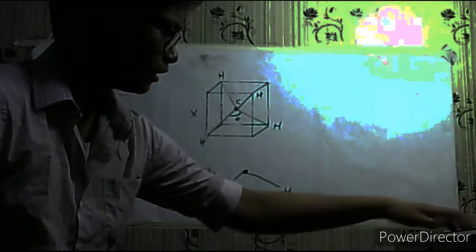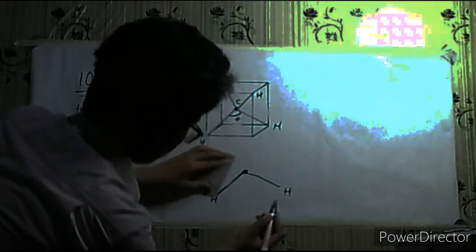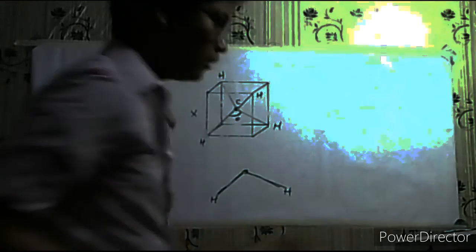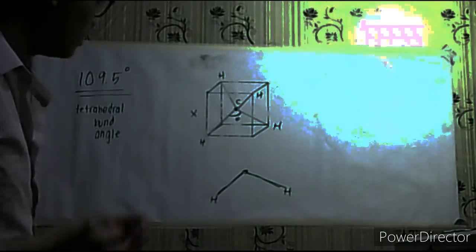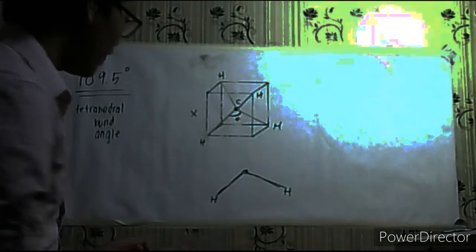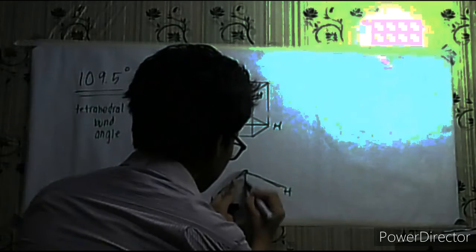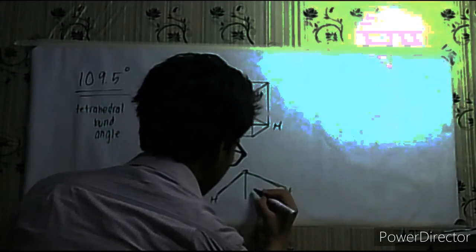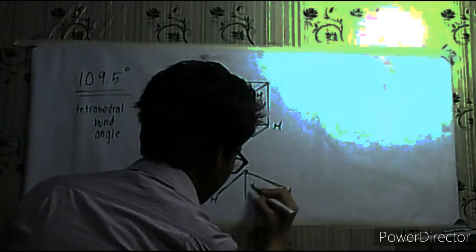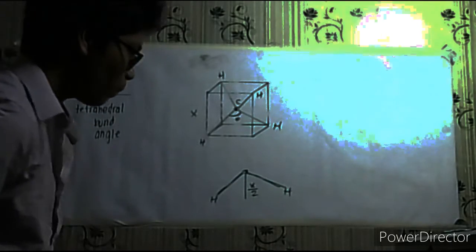Wait, let me straighten my lines. I'm very sorry for that. Okay, there you go. Now that we straightened the lines, it means that from here to the bottom, that is equal to x over 2. Alright, this is x over 2.